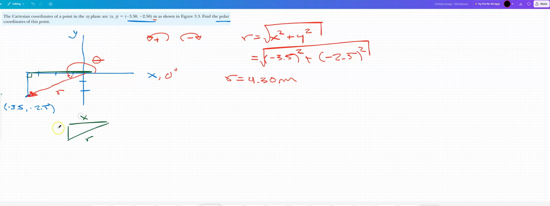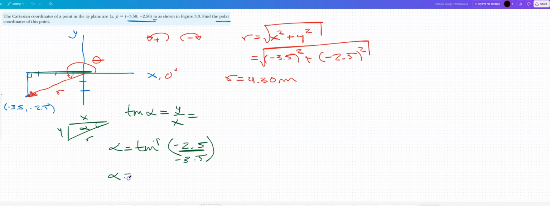This was r, this was x, and this was y. Let's find this angle alpha here. Remembering the tangent of alpha will be y over x. So alpha will be arctangent, the tan to the minus 1 in your calculator, of y, which is minus 2.5, over x, excuse me, 3.5, there you go. And this gives you an internal angle, so this gives me 35.5 degrees. That's the angle we will have inside this triangle.